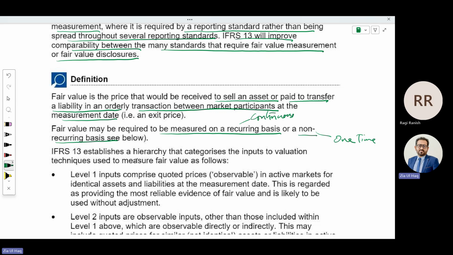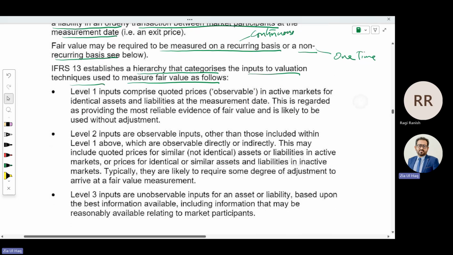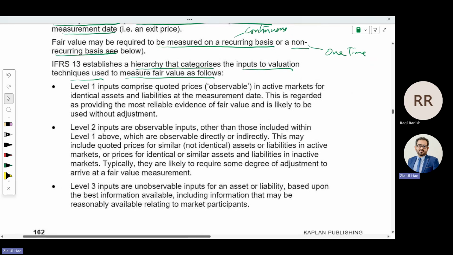IFRS 13 establish a hierarchy that categorizes the input to valuation techniques used to measure fair values as follows. Mean there are three types of methods to measure fair value. Mean fair value, we get input from somewhere, either from market prices, either from information.